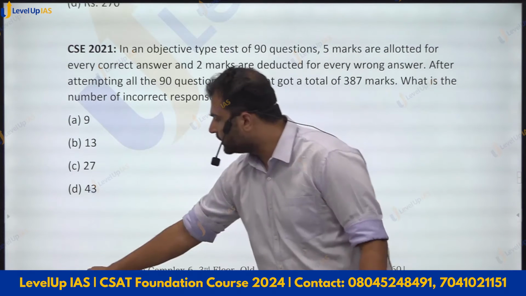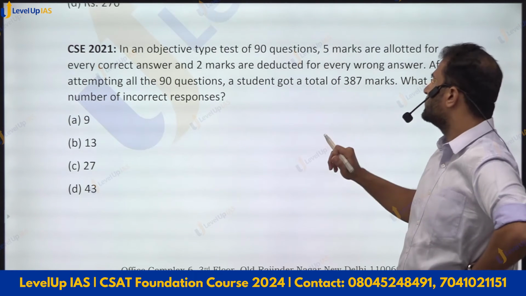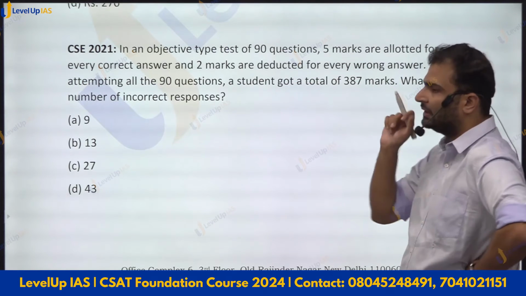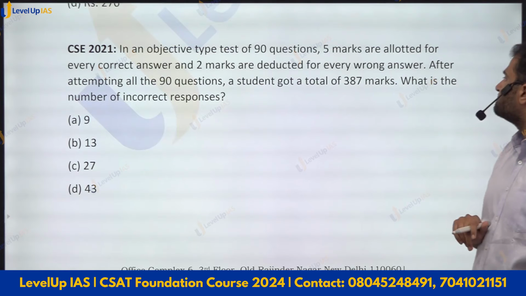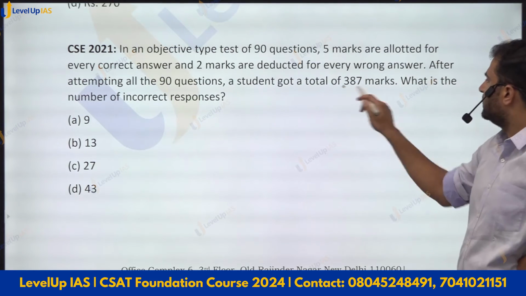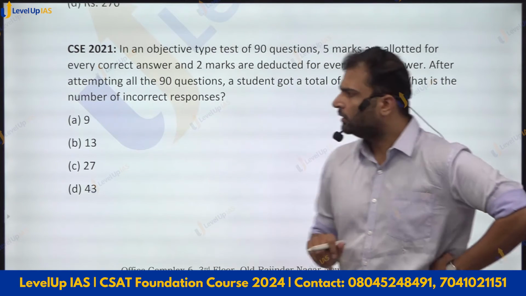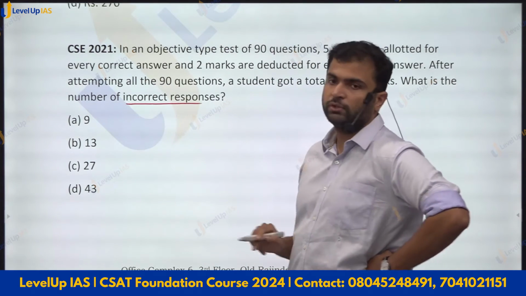Okay, let us look at this particular question. In an objective type of test, 90 questions, 5 marks are allotted for every correct answer, 2 are deducted for every wrong answer. So it is like our CSAT kind of paper, but the marking scheme is a little bit different. After attempting all the 90 questions, a student got a total of these many marks. So what is the number of incorrect responses? So we have to talk about incorrect responses.